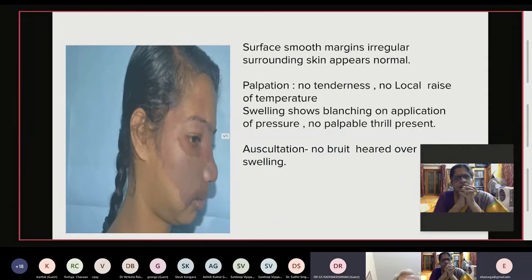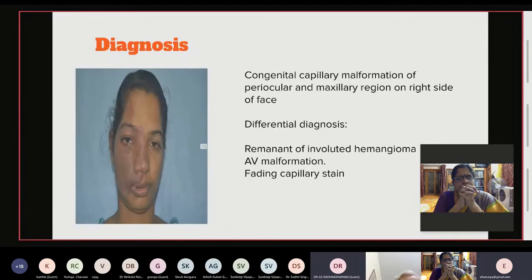Surrounding skin appears normal. On palpation, there is no tenderness, no local raise of temperature. Swelling shows blanching on application of pressure. No palpable thrill present. On auscultation, no bruit heard over the swelling. And my professional diagnosis is congenital capillary malformation of periauricular and maxillary region on the right side of the face with minimal distortion of the face.